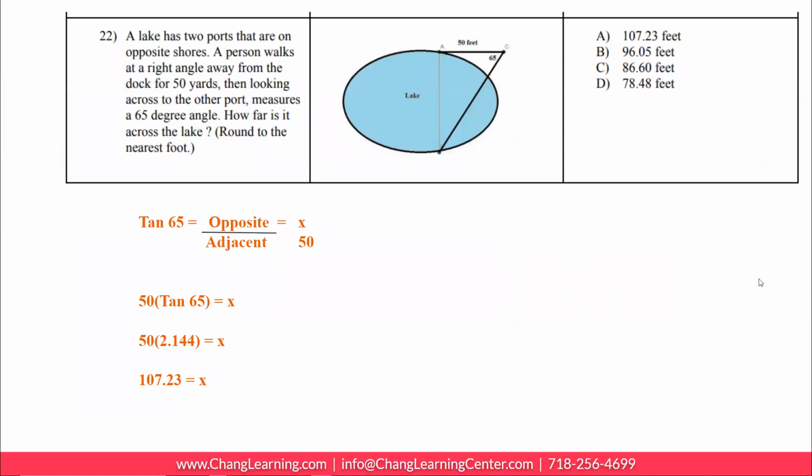In this next problem, a lake has two ports that are on opposite shores. A person walks at a right angle away from the dock for 50 yards. So they march like a soldier, like about face or left face, and they turn away, facing directly at the opposite shore where they want to travel to. So they face left and march off 50 feet and stop. They then view the same site where they would like to travel to and see that the protractor reads 65 degrees. Well, this is knowledge of right triangles on a giant scale.